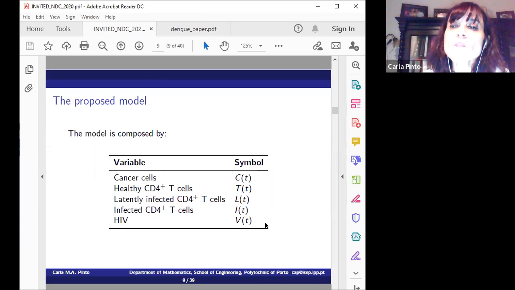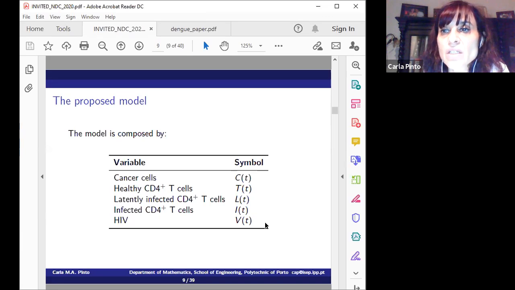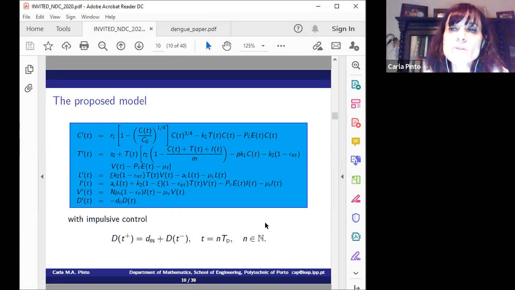So our model is a within-host model. It deals with the variation of cells in our body, in the tissues of our body. We consider four populations: the cancer cells, the healthy CD4 cells, the latently infected CD4 cells, the CD4 cells infected with HIV, and then the viral load, represented by the variable V(t). And so this is the system.